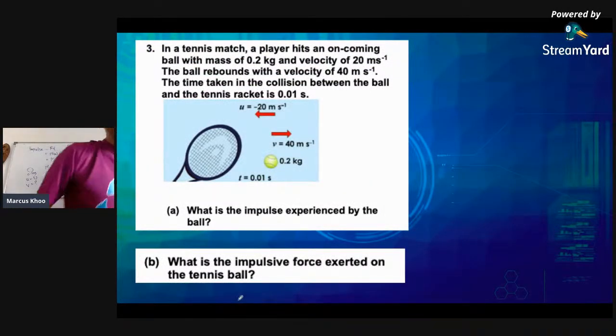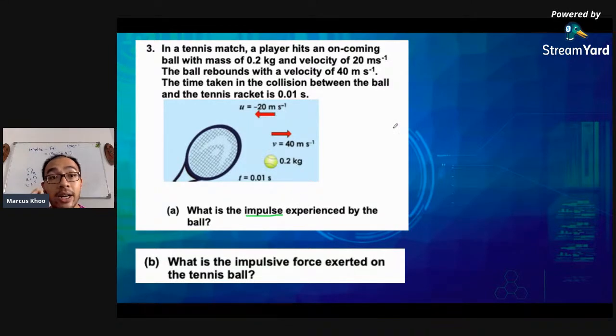Okay, in the tennis match, a player hits an oncoming ball with a mass of 0.2 kilogram and velocity of 20 meters per second. Notice that this very kindly gives you this negative 20 because it's going to the left. The ball rebounds with a velocity of 40 meters per second. The time taken in the collision between the ball and the tennis racket is 0.01 seconds. So everything is given over here. What is the impulse experienced by the ball?